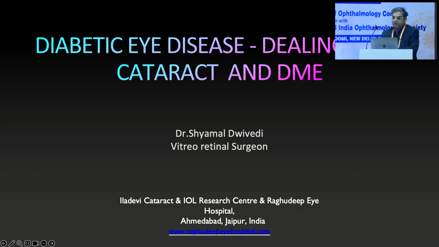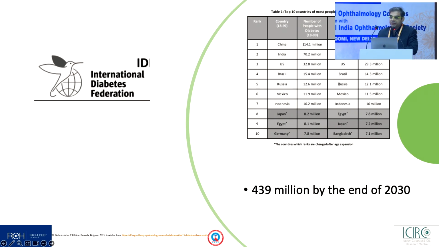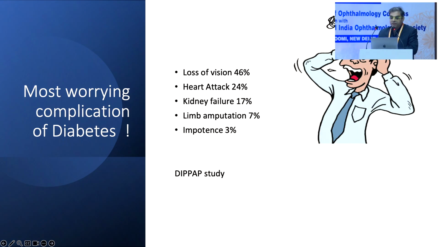So these are our financial disclosures, and I'll be discussing how to deal with diabetic macular edema along with the cataract. As we all know, India is set to be the diabetic capital by 2030, and we are all aware of the dreaded complications it can give. The most dreaded complication at the top of the list is vision loss. That is the reason we are very, very aggressive in managing diabetic macular edema.